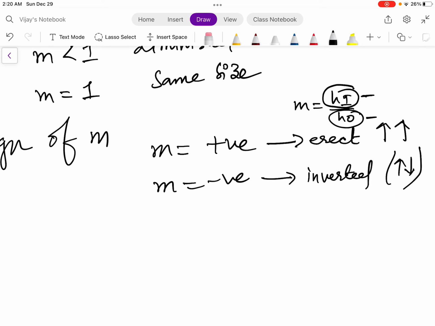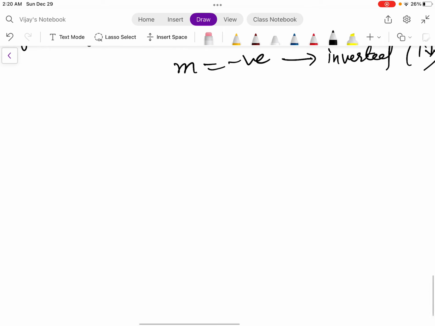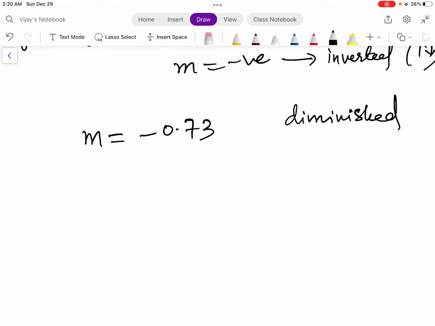So sign tells you whether the image is inverted or erect, and the value of magnification tells you whether it is enlarged, diminished, or same size. So let me give 3 examples to understand this. For example, magnification is equal to minus 0.73. What is the value here? 0.73. So how is the value? Less than 1. So image is diminished. And what is the sign? Sign is negative. Negative means inverted. So image is inverted and diminished.